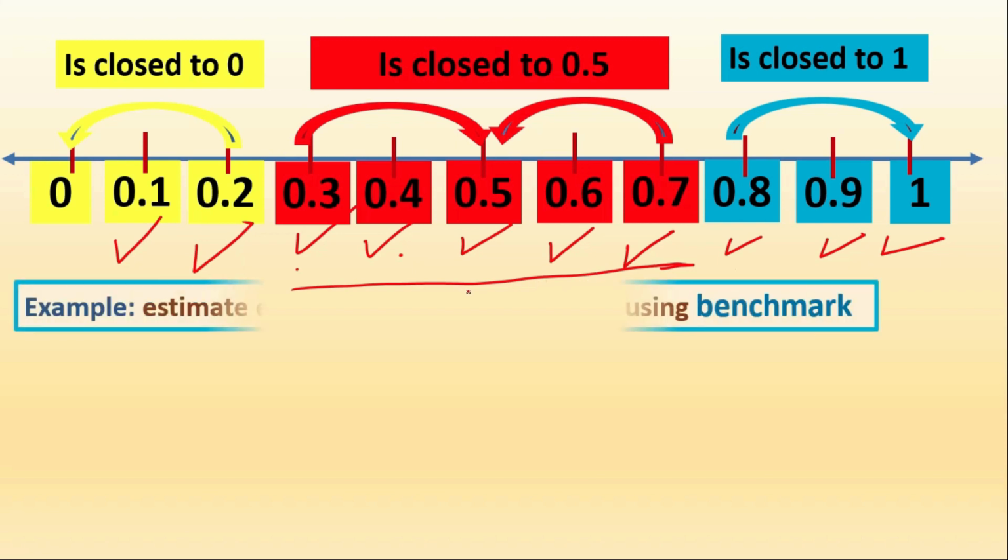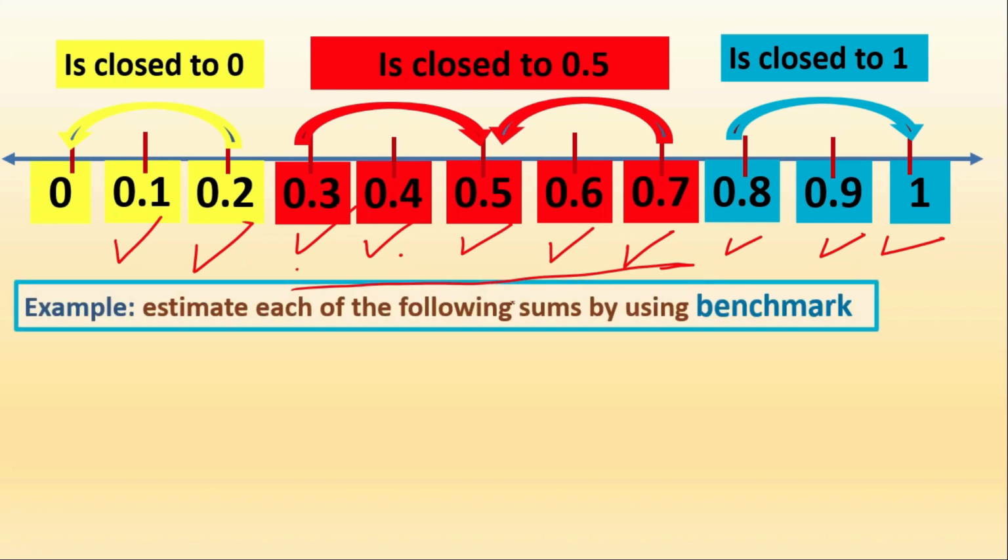Okay, now let's show an example. Estimate each of the following sums by using a benchmark. Number 1, 0.41 plus 0.58. As a first step, look at the 10th digit, only the 10th digit. 0.4 is close to which color? Red color for 0.5, or close to 0.5. So replace 0.4 by 0.5.